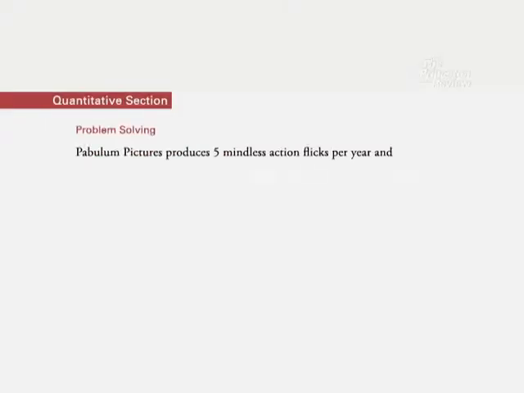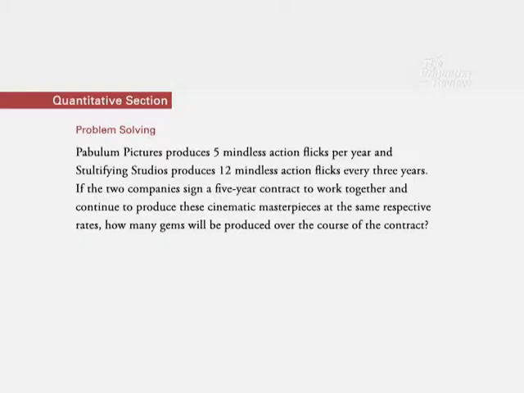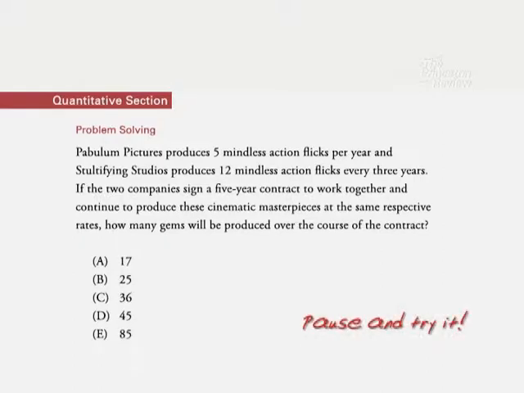Pablum Pictures produces 5 mindless action flicks per year, and Stultifying Studios produces 12 mindless action flicks every 3 years. If the 2 companies sign a 5-year contract to work together and continue to produce these cinematic masterpieces at their respective rates, how many gems will be produced over the course of the contract? Wow, looks tough. There's a lot going on. Imagine that you're taking the test and you're starting to run out of time and you begin to panic a little bit. A question like this comes up.